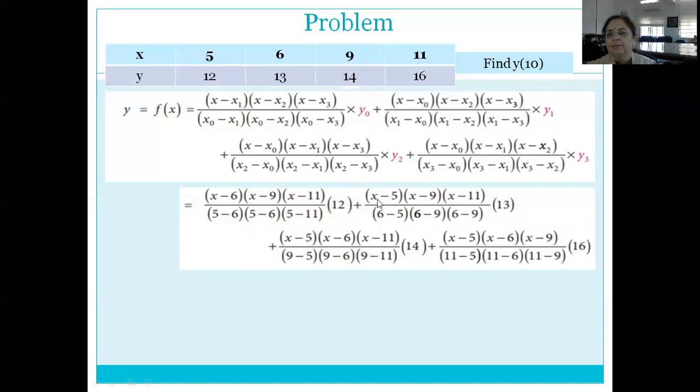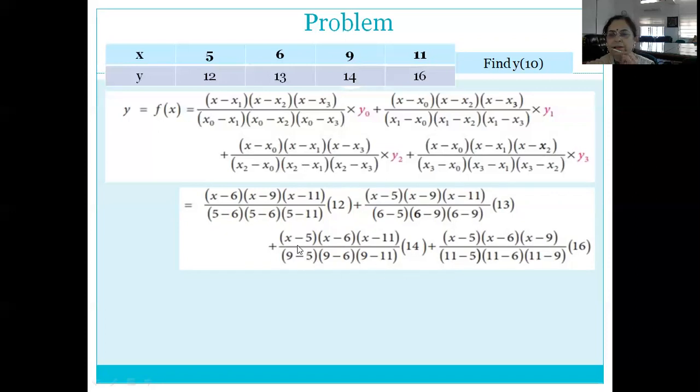Next value is x minus 5, x minus 9, x minus 11. Same should be repeated for the second data point, which is 6 minus 5, 6 minus 9, 6 minus... Here again a mistake. This should have been 11. Whatever is in the numerator should be repeated in the denominator. Okay. So this is one mistake. This is the second mistake.